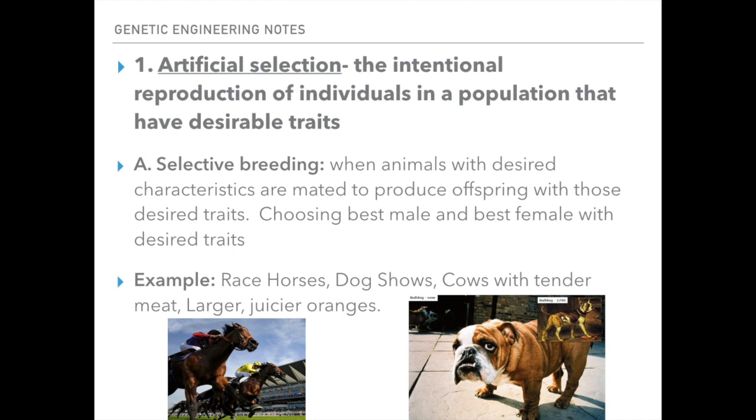Examples would be racehorses, show dogs, cows with tender meat, juicier oranges. I'm choosing the best to mate to get the best. And that's the key word, I'm choosing.